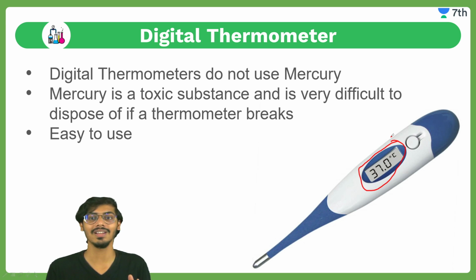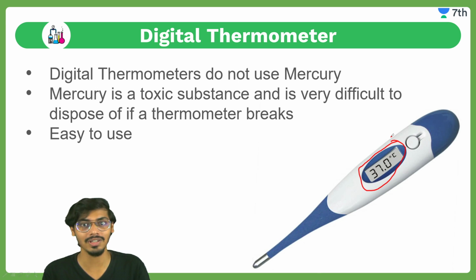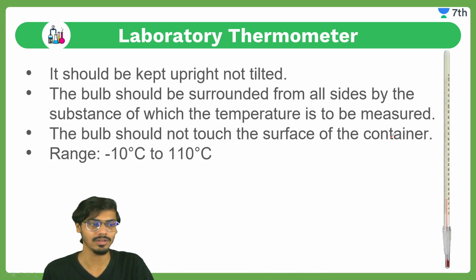Digital thermometers are easier to use. They are safer as well. These thermometers are also safe as long as they don't break. But once they break, the mercury is toxic, and even if you dispose it, it's going to be harmful for the environment. So digital thermometers are the newer version, and they are easier to use, and they are safer as well in general.